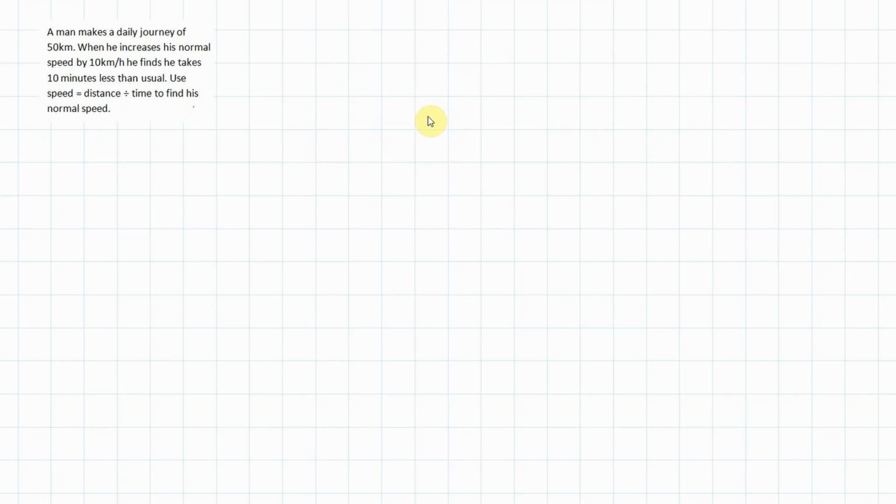Welcome Year 9s. I hear that some of you found number 8 of exercise 19H a little bit tricky, so I'm going to show you how I would work through this problem.